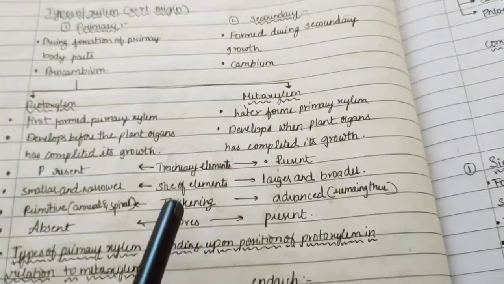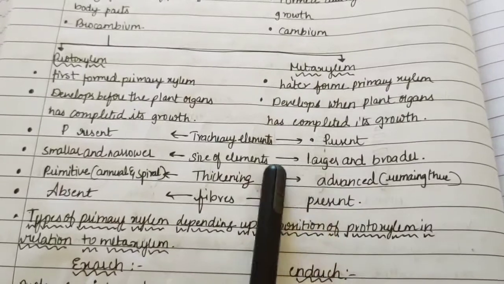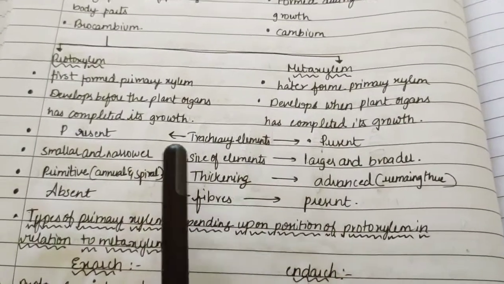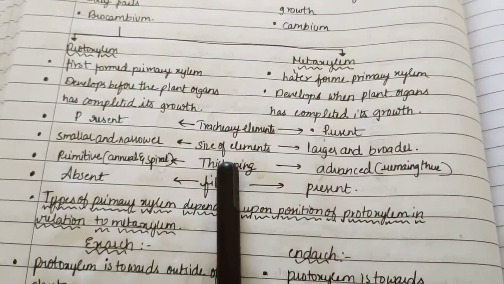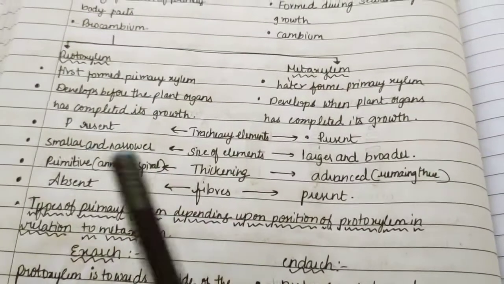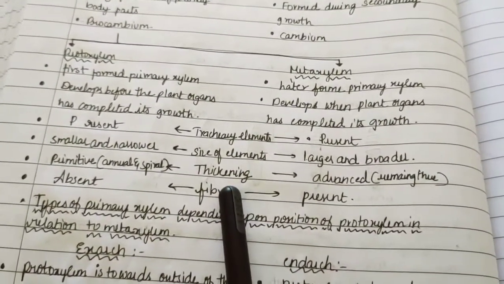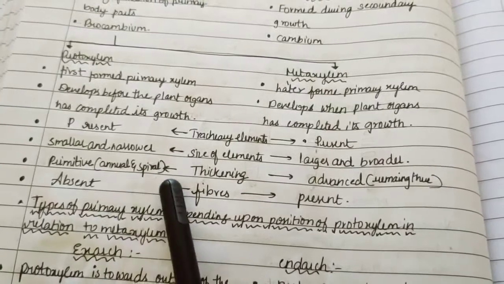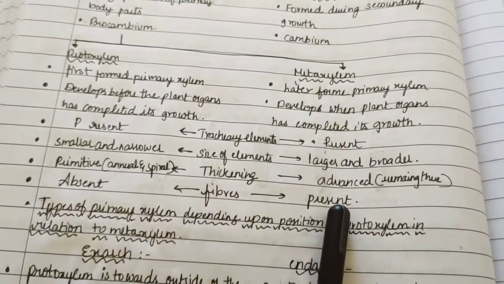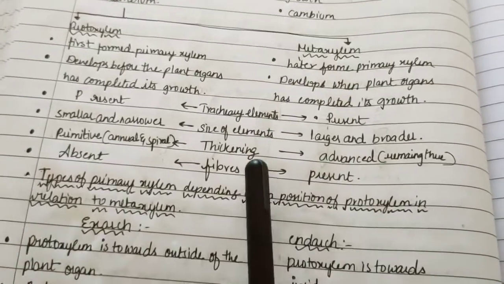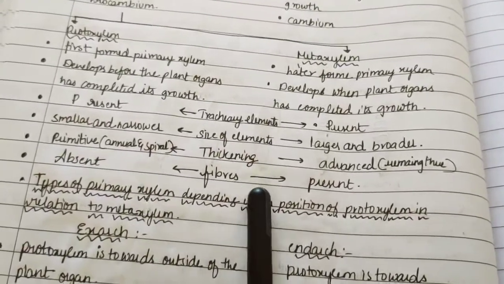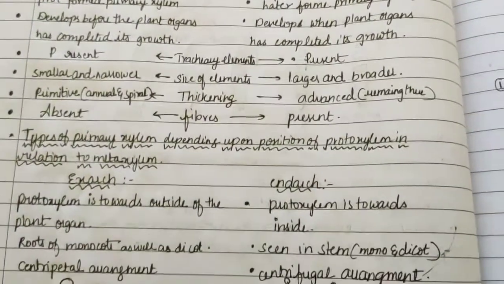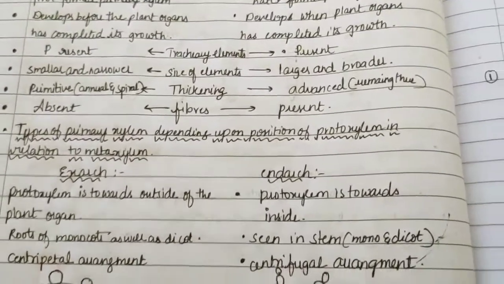Now let us differentiate the characters between protoxylem and metaxylem. Tracheary elements are present in both. Size of elements: here smaller and narrower, there larger and broader. Then thickening: in protoxylem primitive, annular and spiral; in metaxylem advanced, the remaining three. Then fibers: absent in protoxylem, present in metaxylem.